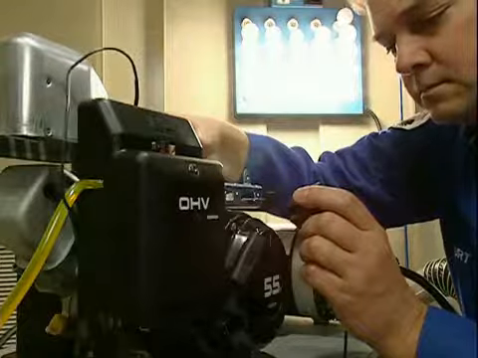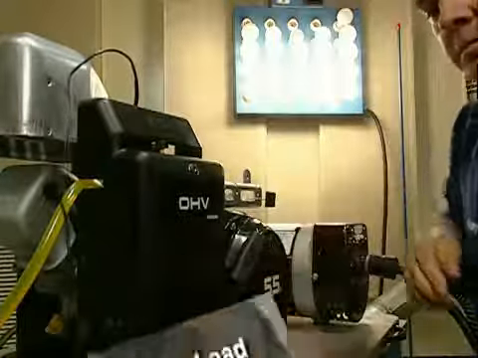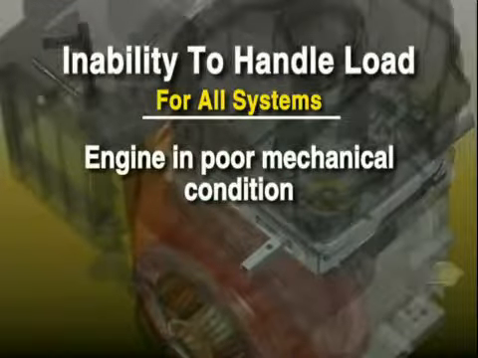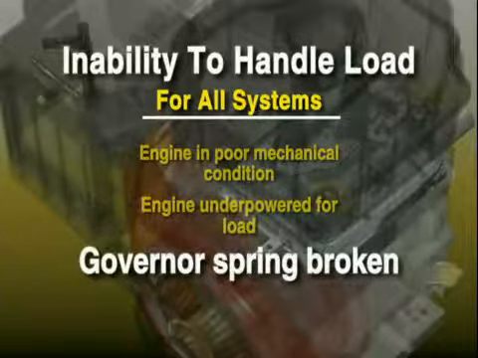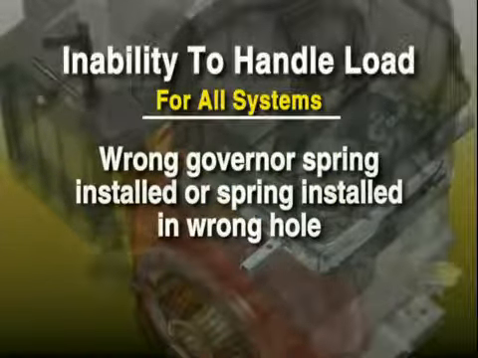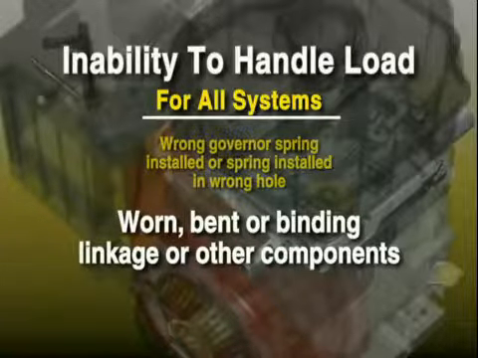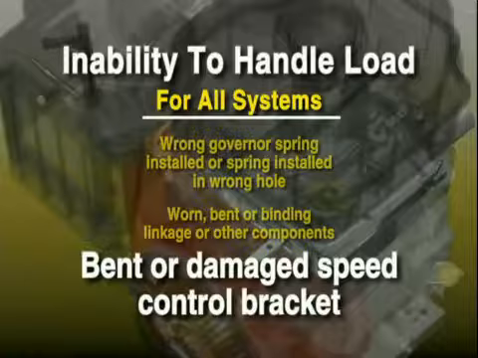If the reading is at least 200 RPM more than that taken at maximum load, the engine offers enough power. For all types of governors, you should investigate causes such as engine in poor mechanical condition, engine underpowered for load, governor spring broken, wrong governor spring installed or spring installed in wrong hole, worn, bent, or binding linkage or other components, bent or damaged speed control bracket.